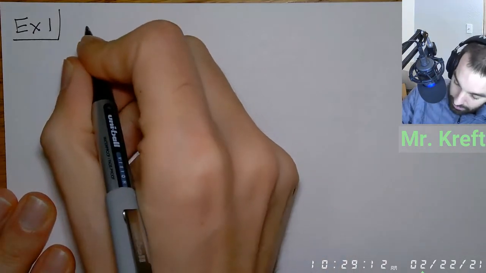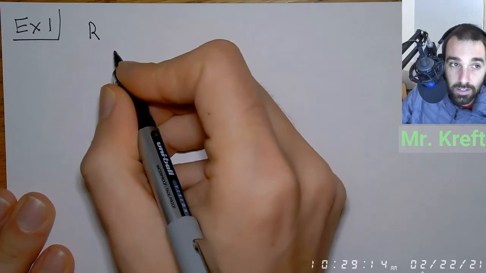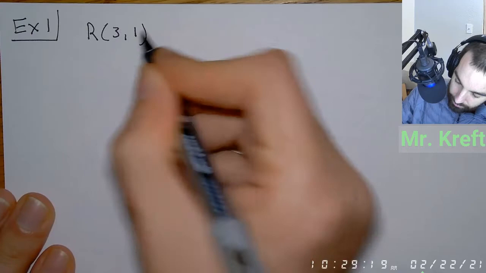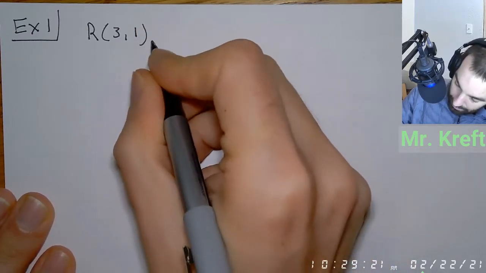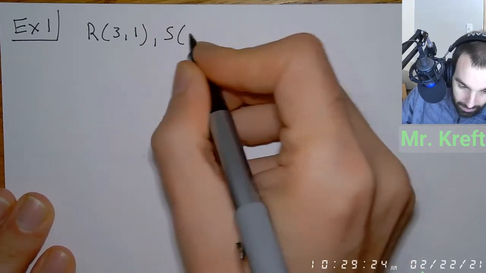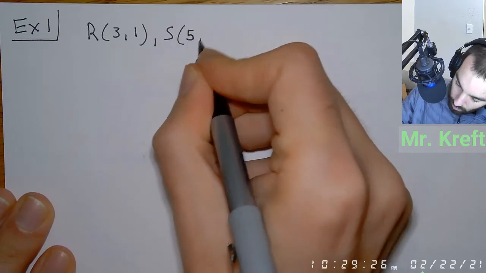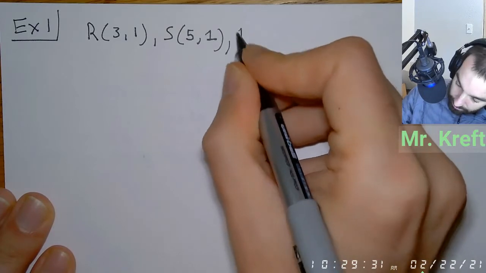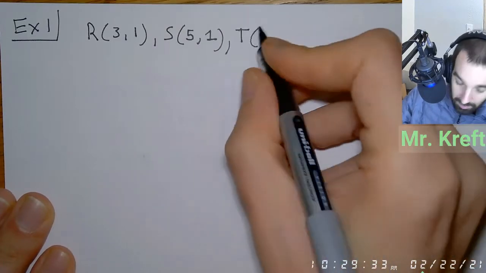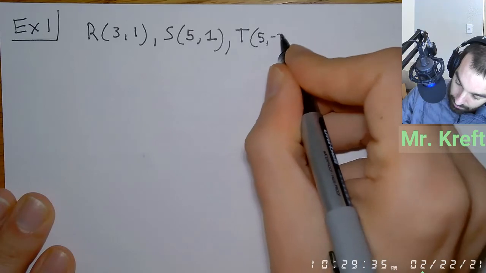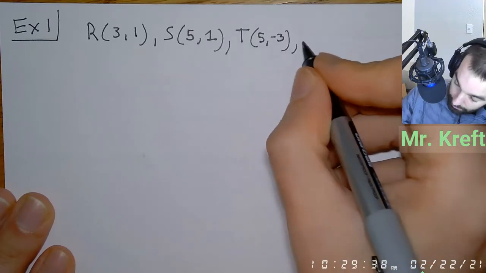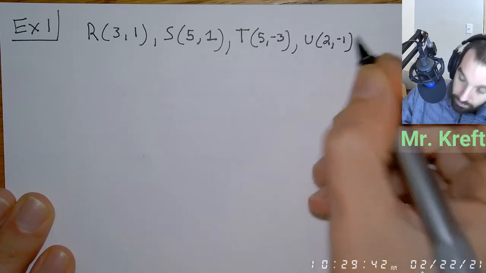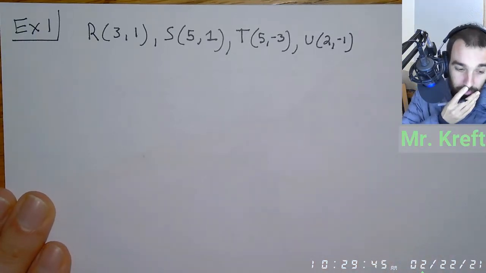So let's say I have a four-sided object. I'm going to have R is (3, 1). And then I'm going to have S, and S is going to be (5, 1). And then I'm going to have T, delicious T, and I'm going to have (5, -3). And then I'm going to have U, which is (2, -1). Okay, so those are my points.